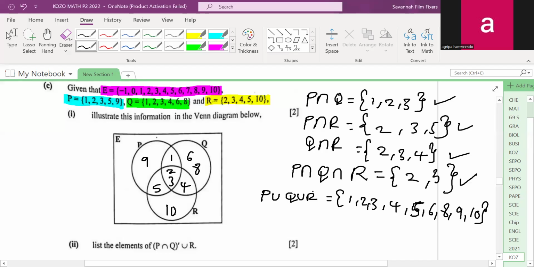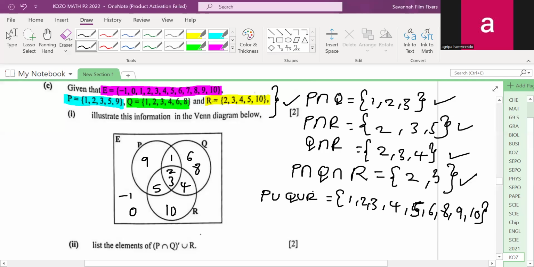No. -1 is outside. So -1, 0, and that's it. That's all. Okay. So we've illustrated this entire information on the Venn diagram.